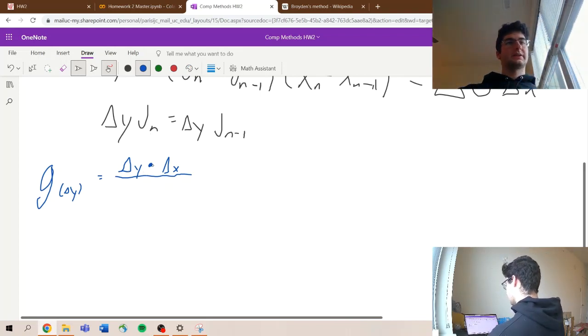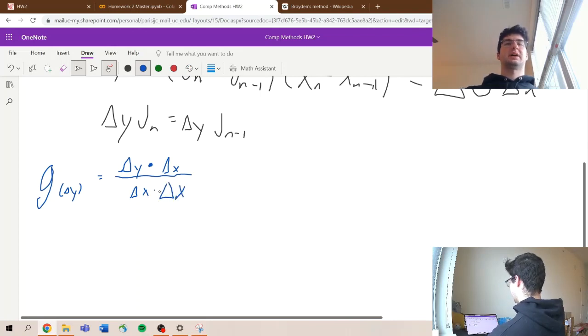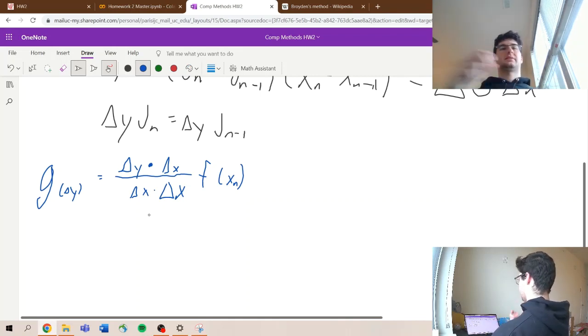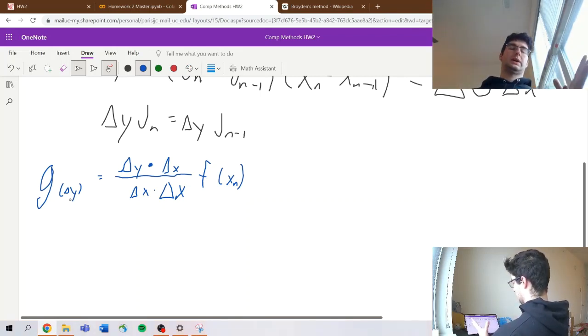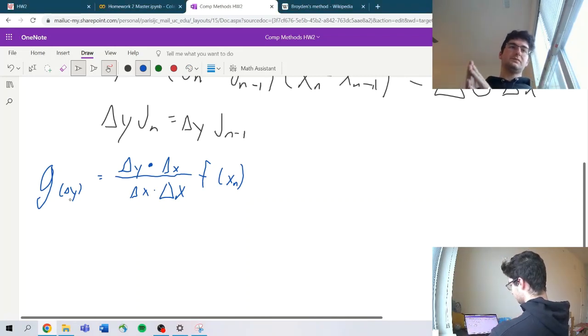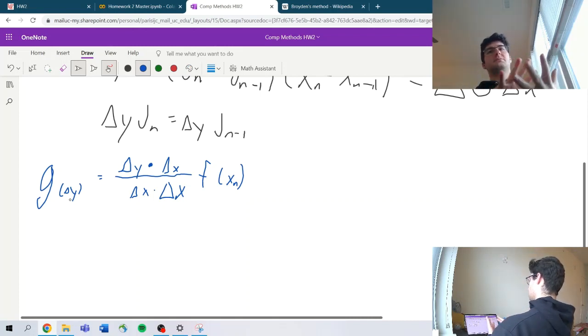So he did delta y dot product delta x, over delta x times delta x. That's simple matrix multiplication on the bottom, not a dot product. And all of that times our function at x_n. So what this does is it gives a relationship between this other variable, in this case y, and our initial one x, and helps us move it in axes other than x.